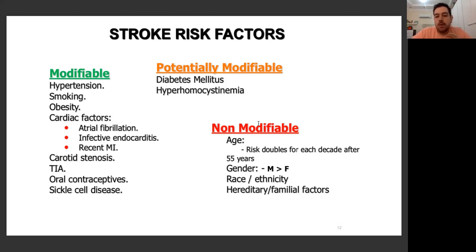The non-modifiable risk factors, the two most important things are age and gender. So males, of course, are at higher risk for any atherosclerotic disease than females. Post-menopausal females become equal to males. Okay, so you can think about it as estrogen in the premenopausal state is a protective factor for females. However, when they become postmenopausal, then they become equal to males.